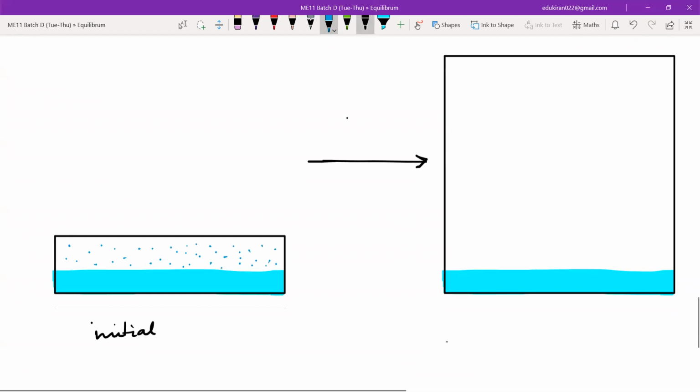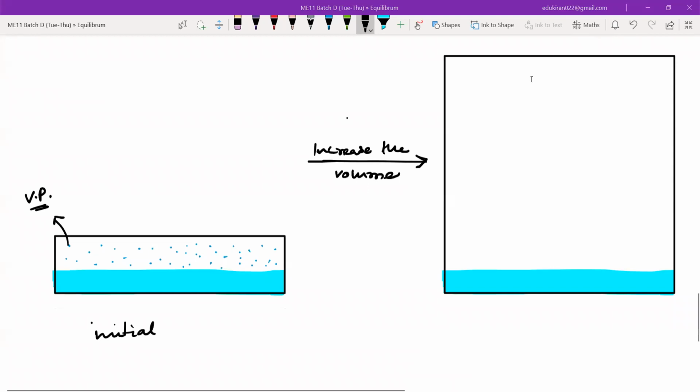Okay. So what change did we make? We increase the volume. So in this case, we have a vapor pressure. Okay, there is a vapor pressure. And then we increase the volume of the container. Increase the volume of the container. Now you guys tell me.